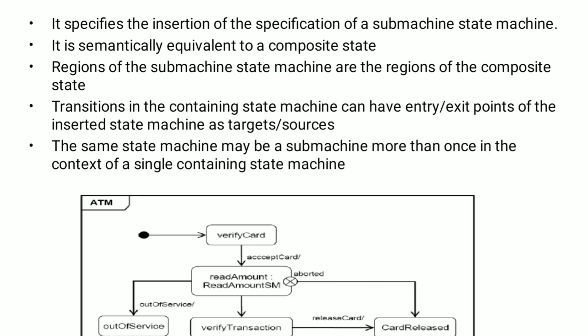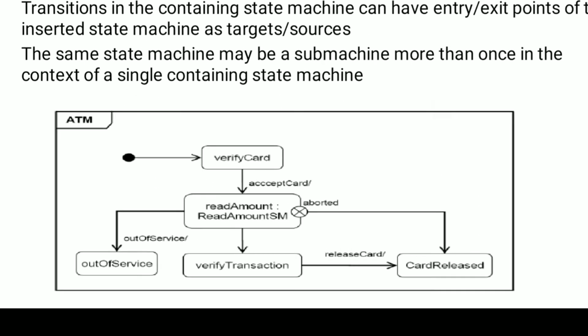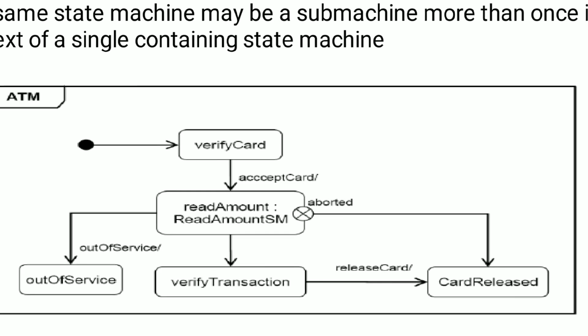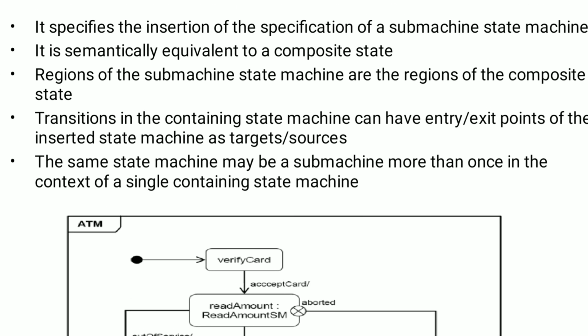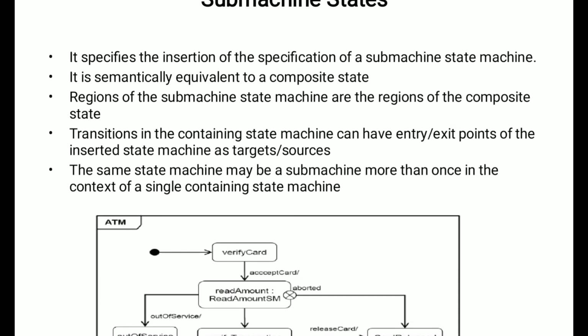You can see here submachine state here. Now your ATM machine: verify card, read amount, verify transaction, and then card released. Now here your submachine states, they are shown: out of service, aborted, accepted card. So this is all about the state machine diagram.